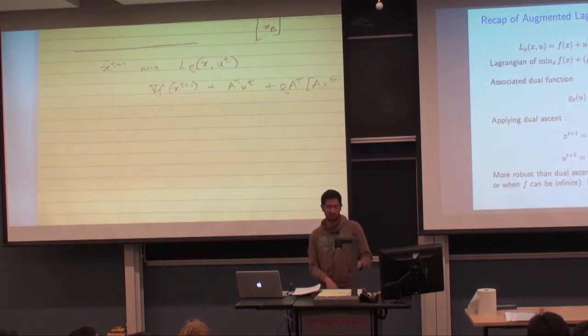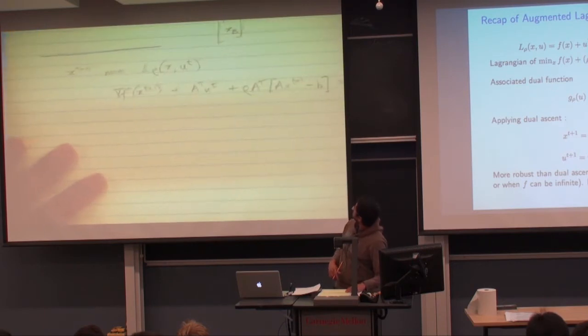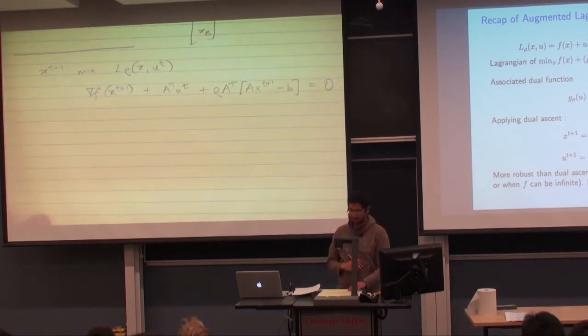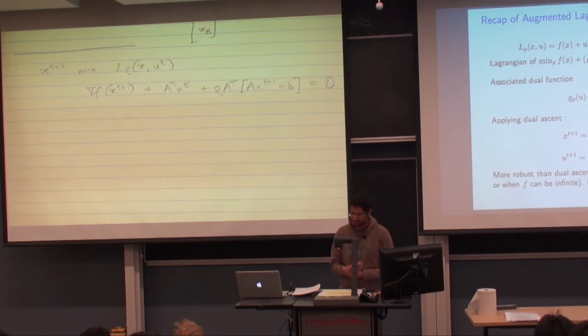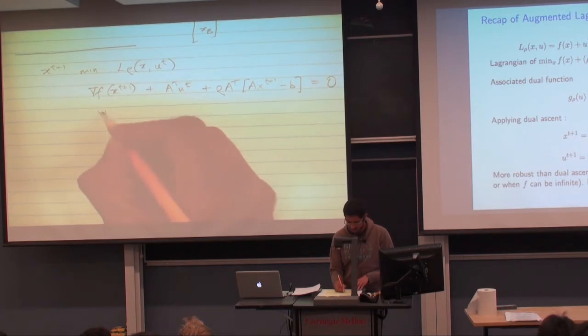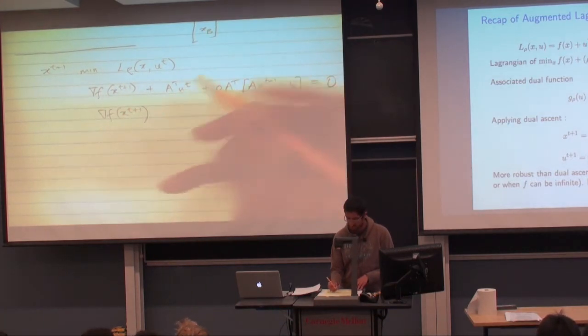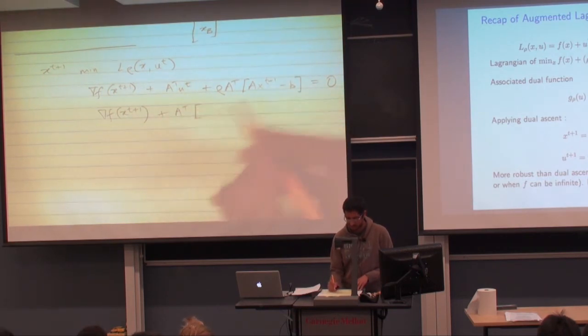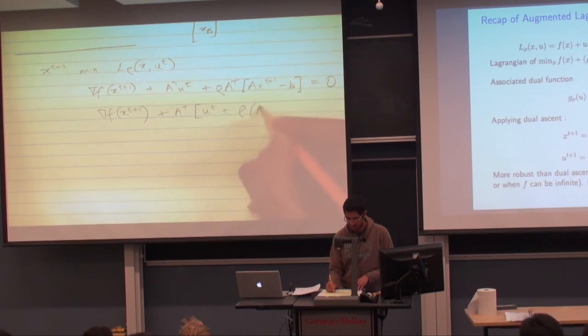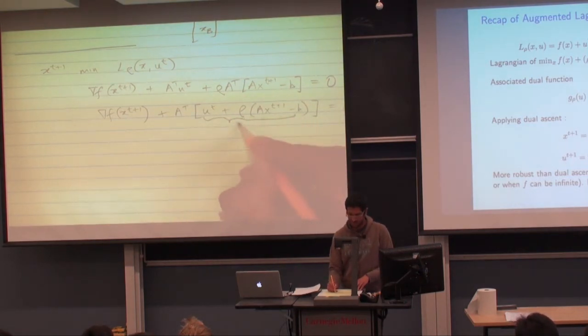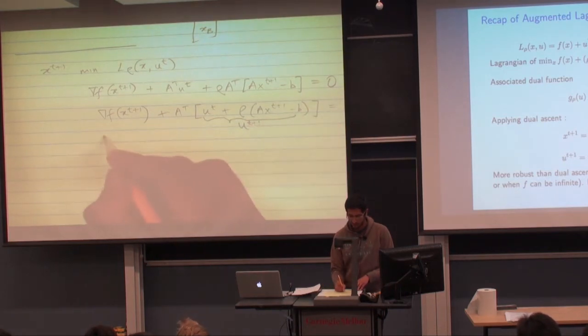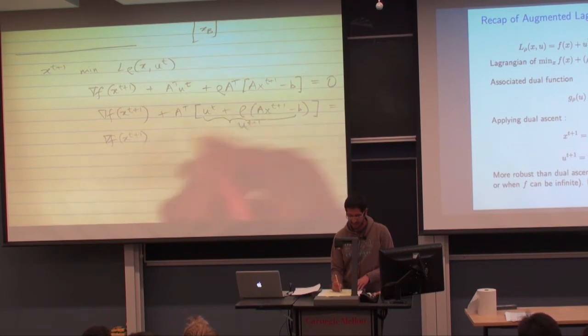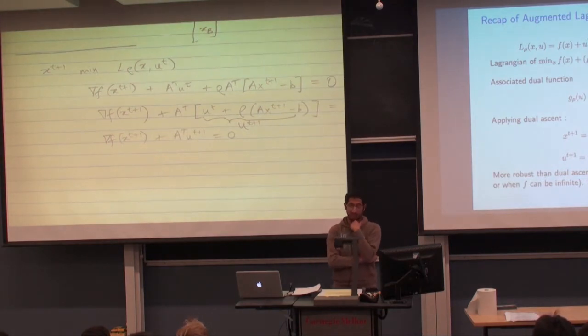Since x t plus 1 minimizes L rho, when we take the gradient at x t plus 1, that's going to be equal to 0. That makes sense. So what does that end up becoming? Writing that again, that's gradient of f at x t plus 1, and if I take the A transpose term out, what I get is u t plus rho times (A x t plus 1 minus b) equal to 0. And this is what we defined as u t plus 1. So with our update we get a nice rule like that, because of the way we chose u t plus 1.